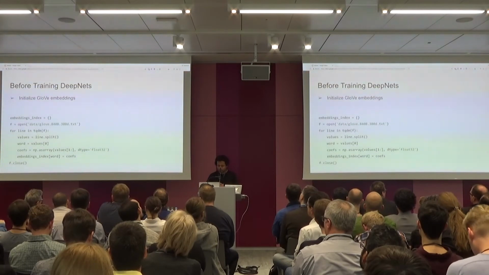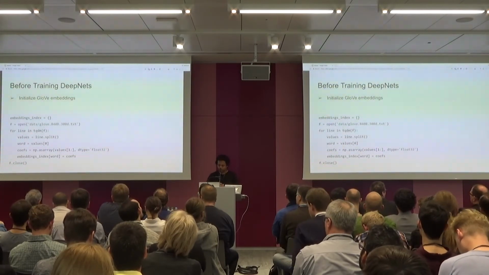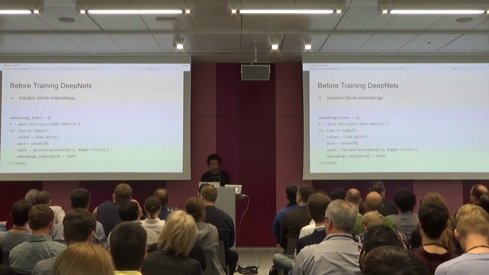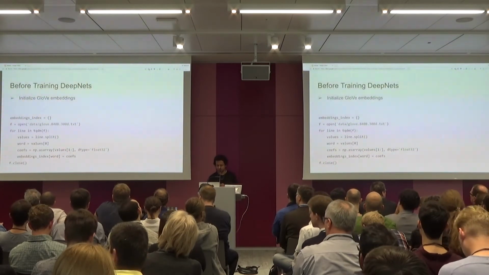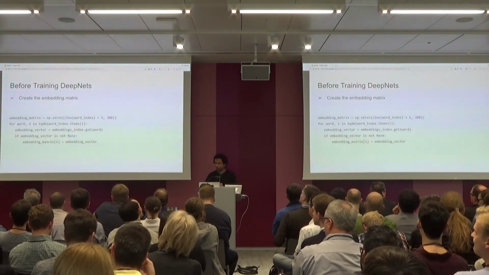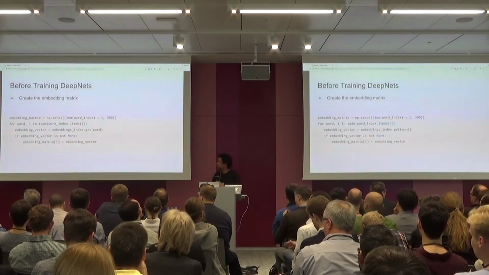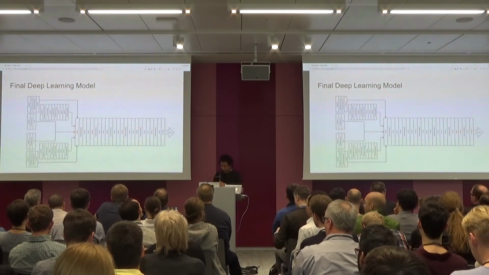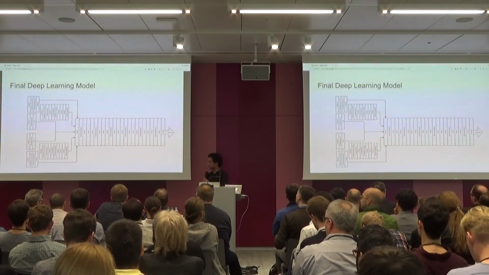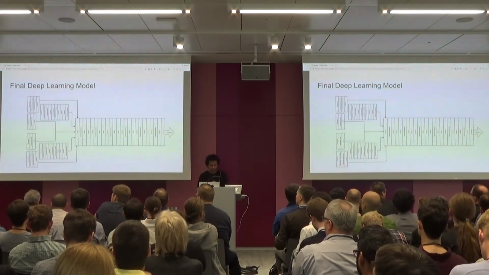So you have to initialize the GloVe embeddings, which you can do in this way. There's no rocket science here, just loading a file into a dictionary. Then next we create the embedding matrix. It's required for Keras, and this is the final model that I have. And it's huge.